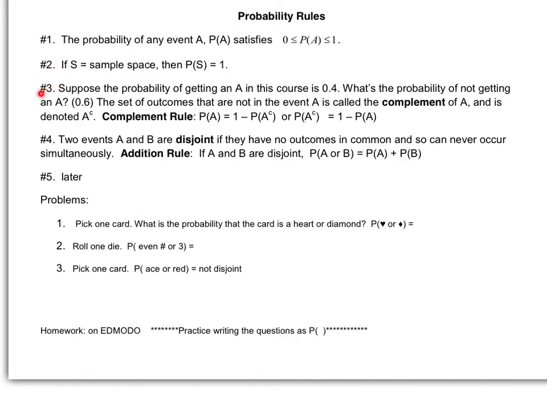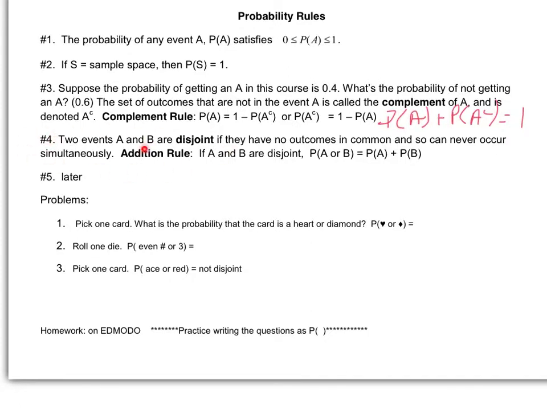Rule number 3, suppose the probability of getting an A in this course is 40%. What's the probability of not getting an A? It's 60%, but those are complements of each other. A complement is everything that your event is not, and together they should add to 1. Or P of A is equal to 1 minus the probability of the complement of A, and vice versa. And we can add what we just said, P of A plus P of its complement is equal to 1.